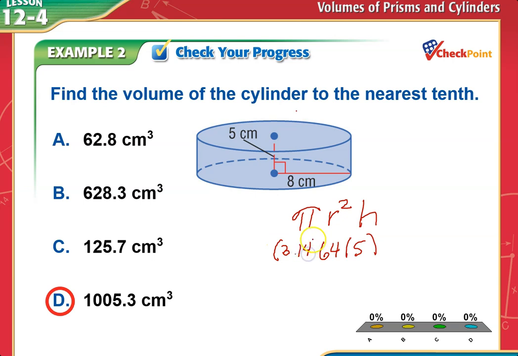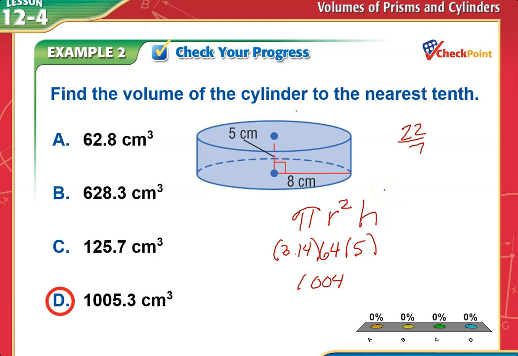In case you don't have a pi button on your calculator, you can use 3.14. So 3.14 multiplied by 64, multiplied by 5, and I get 1004.8. Now, the reason why we're off a little bit is because I rounded the pi. Another approximation for pi is 22 divided by 7. It's kind of like a strange fraction, but if you have the pi button, that'd be better.